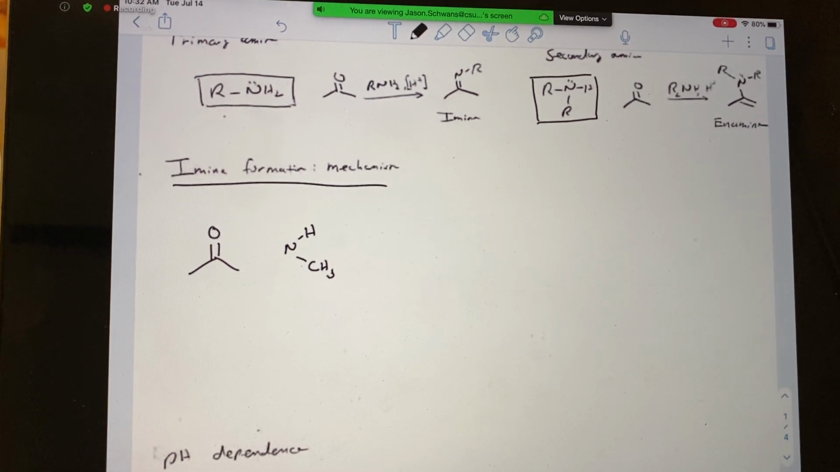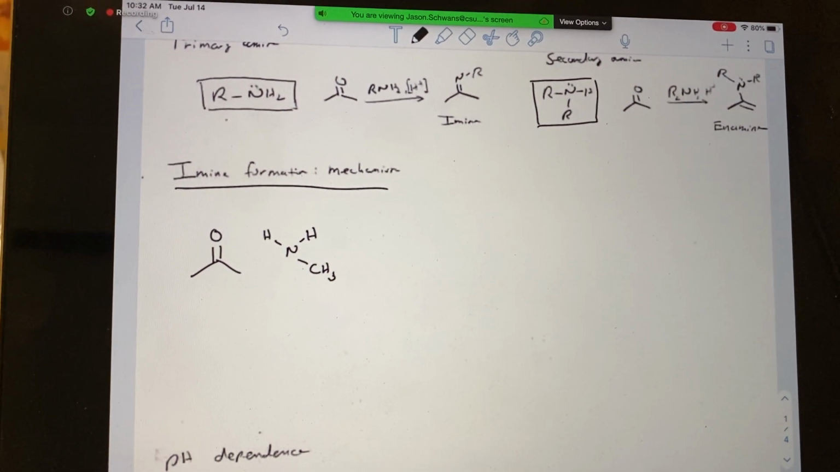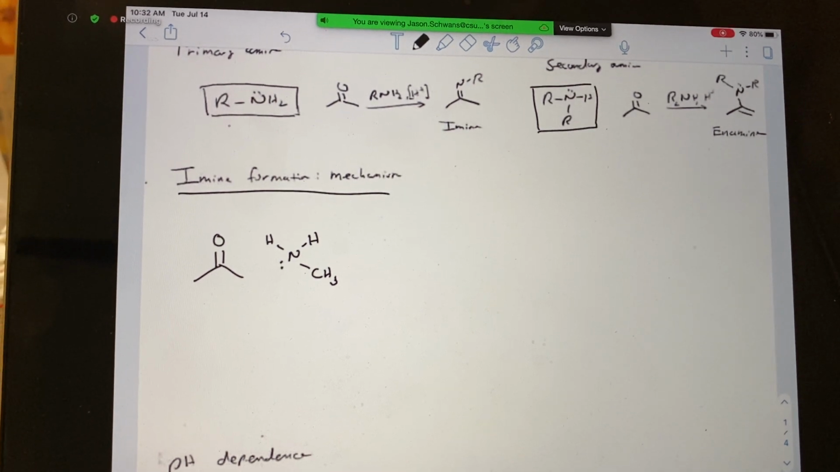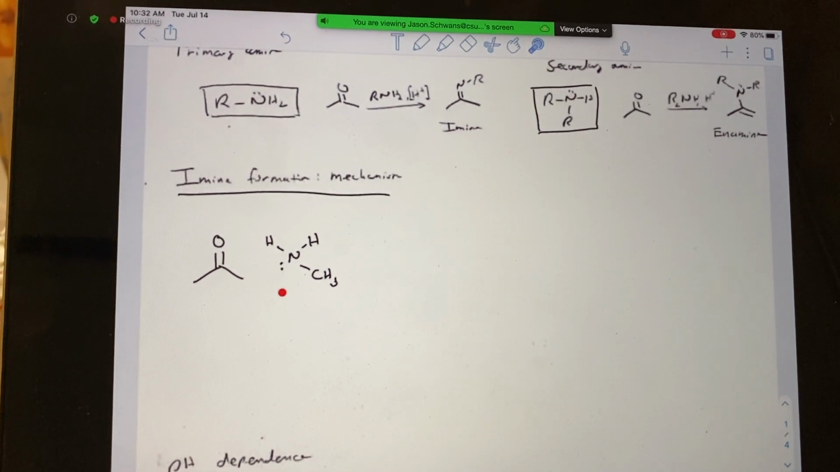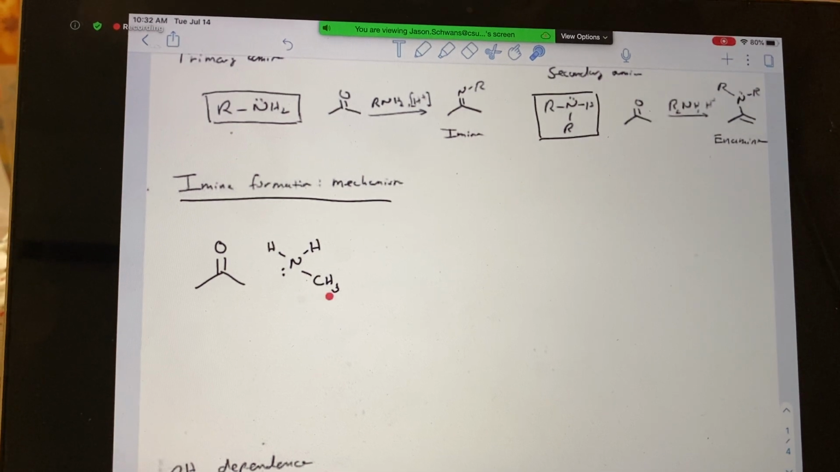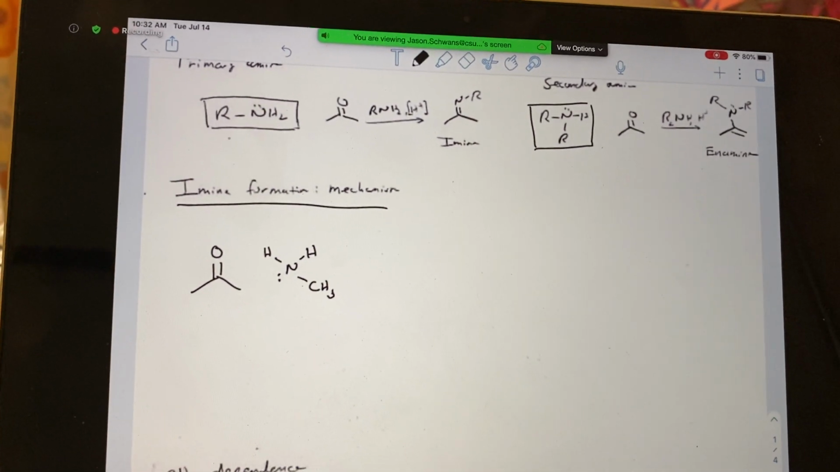Another hydrogen. Even though I don't think you can buy this one. It's used in making methamphetamine, I think. But we'll use it on paper. It's fine.